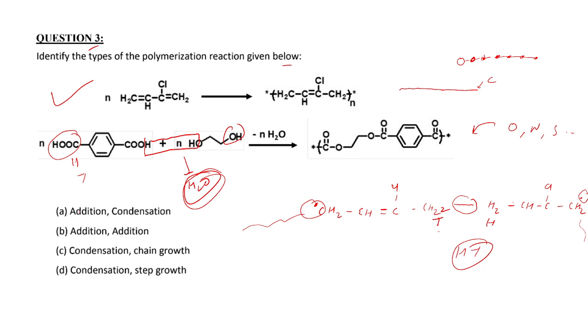So the first one is addition and the second one is condensation reaction. These are the two types of reaction which occur in the synthesis of polymer. Is it clear?